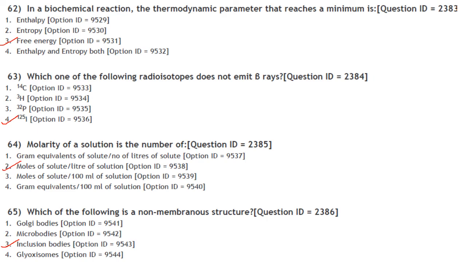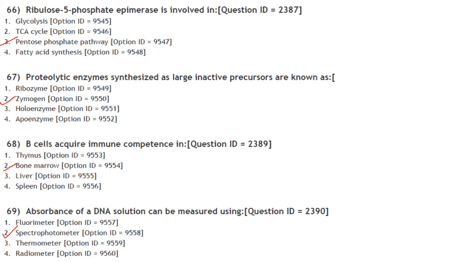Sorry, it is inclusion bodies. Okay, inclusion bodies are non-membranous structures. Microbodies, glyoxysomes, Golgi all have single membranes. Then next one. Ribulose 5-phosphate epimerase is involved in.